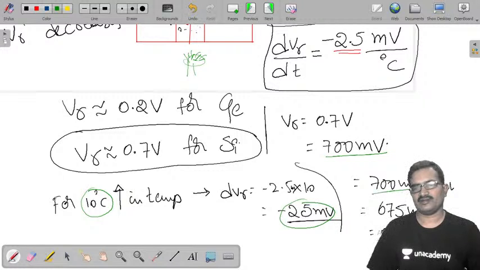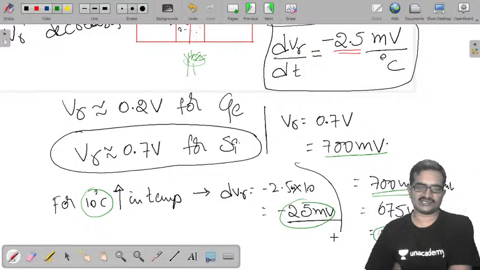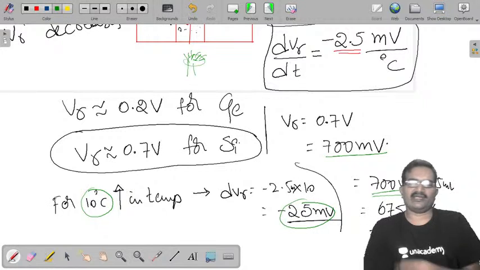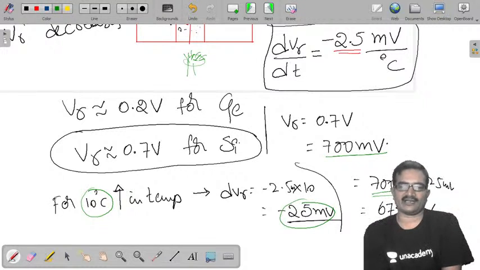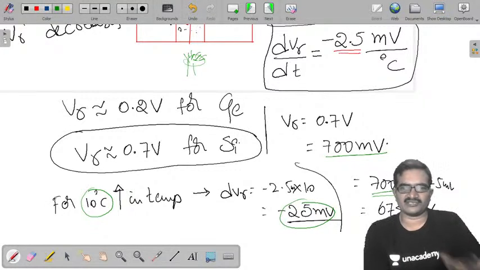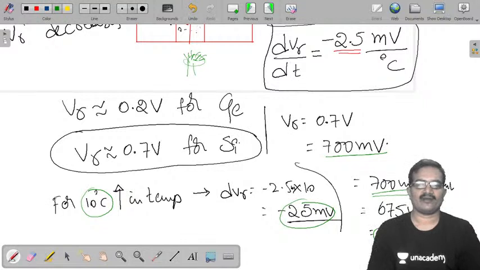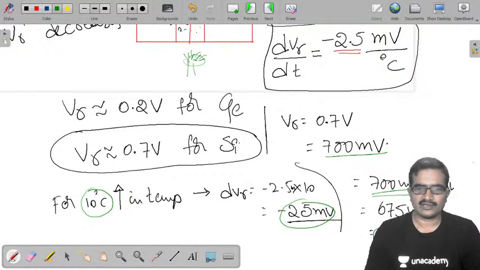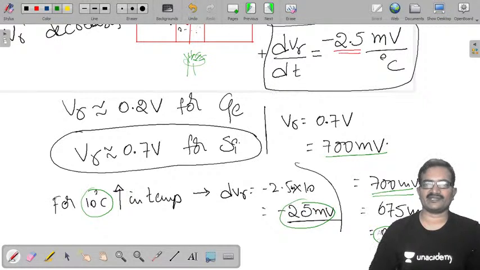Now it is 0.675 volts. Instead of 0.7, you have to take 0.675. In practical calculations, 0.7 versus 0.675 does not provide that much deviation or variation in the values, and that too we are taking with the exponential. So this is the variation in V gamma with respect to temperature.